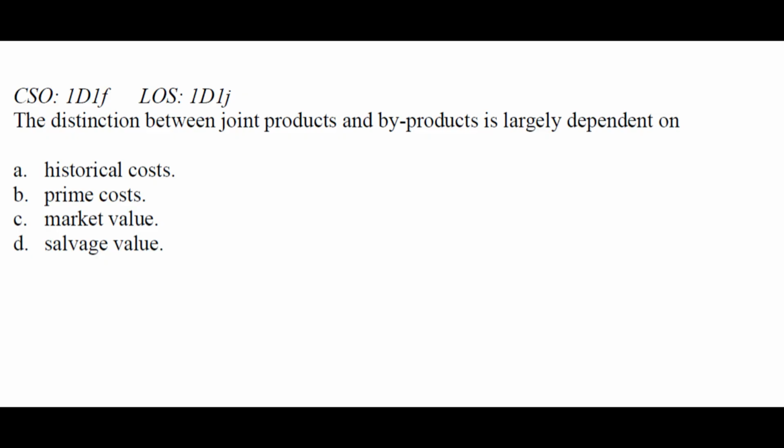There is no physical or technical difference in production, so classification depends mainly on economic significance. The most important factor is the relative market value at the split-off point. Products with significant market value are treated as joint products, while those with minimal value are treated as byproducts.